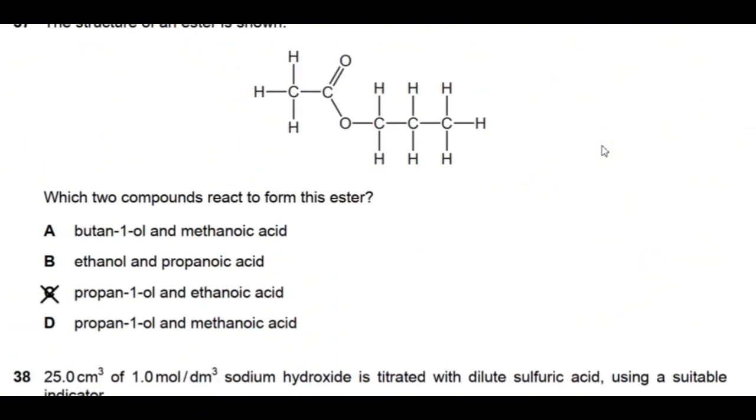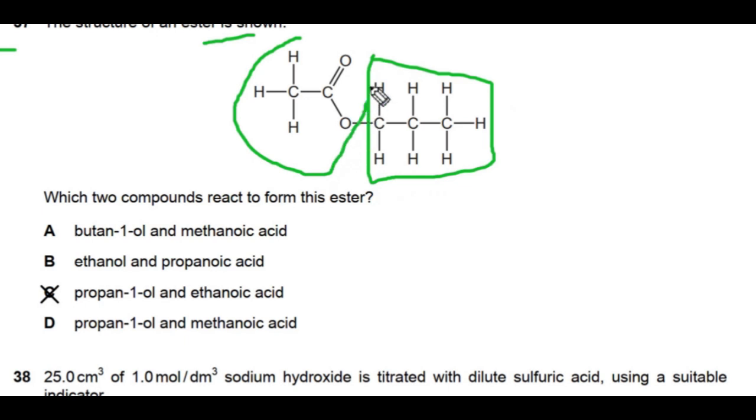Meaning 1, 2, 3, all 3 answers are correct. Next, the structure of an ester is shown. This alcohol name is propyl, ethanoate, propyl ethanoate.